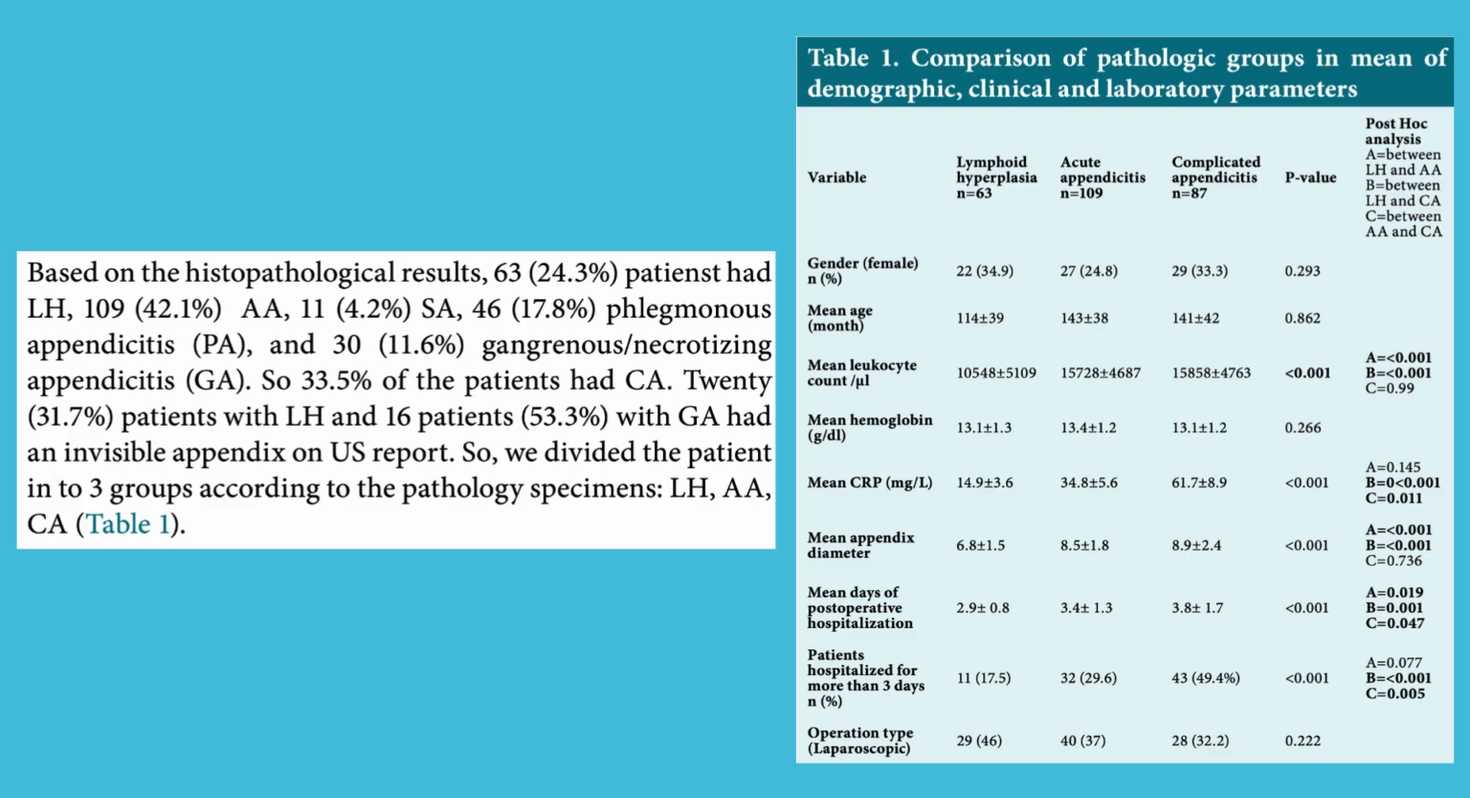31.7% of patients with LH and 16 patients (53.3%) with GA had an invisible appendix on US report. So we divided the patients into 3 groups according to the pathology specimens: LH, AA, CA.